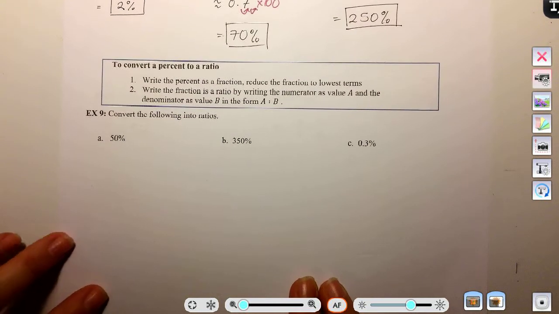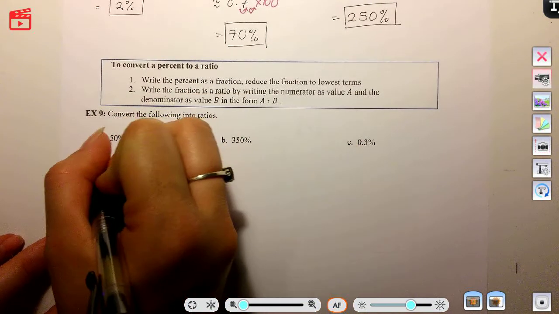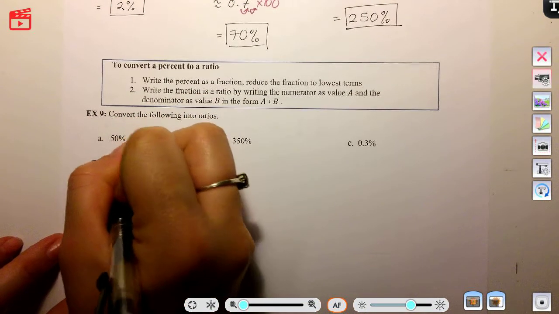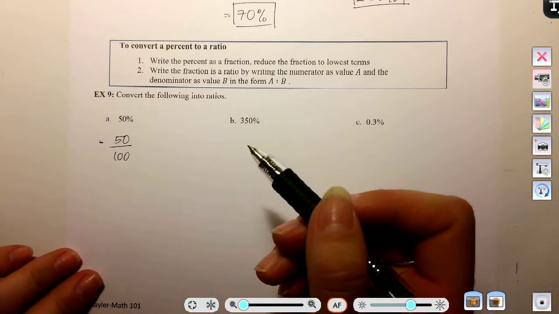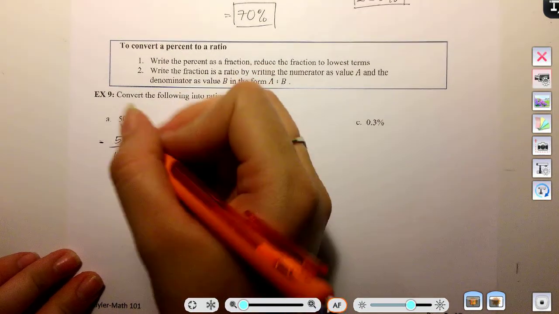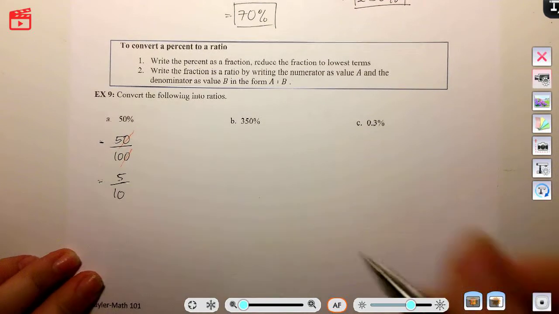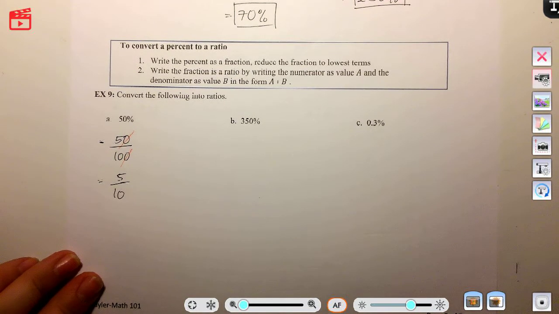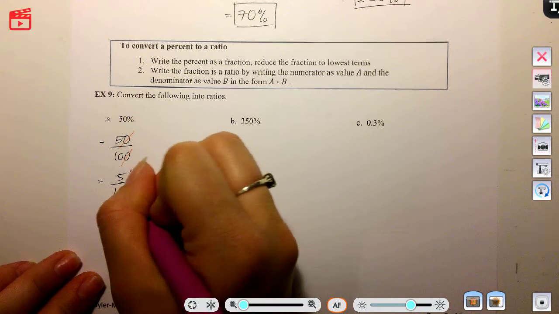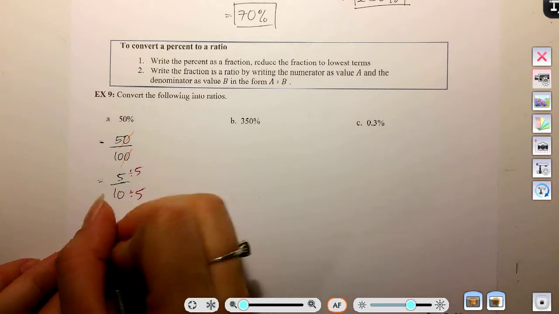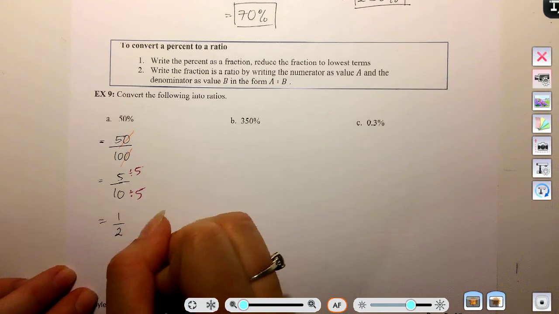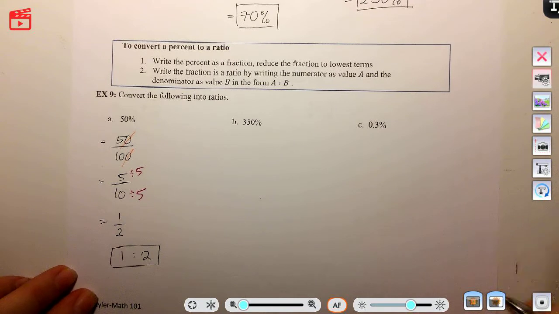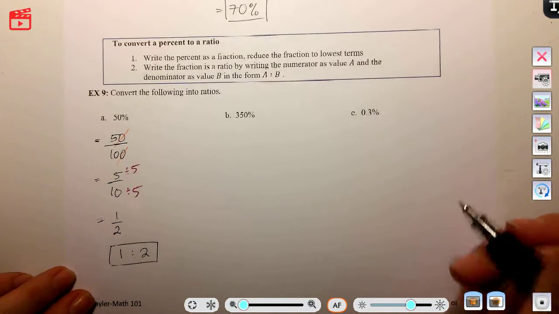So first things first, let's write this as a fraction. Well, 50%, we know how to turn that into a fraction. We just do 50 over 100. You just get rid of that percent symbol. All right, so now we're going to reduce this fraction. Well, I see those 2 zeros there, and as usual, I'll get rid of those as quickly as possible. 5 and 10, those are both divisible by 5. Okay, and when I do that, I get 1 over 2. And now I can write that as a ratio. So it's 1 to 2. Go ahead and try B by yourself.